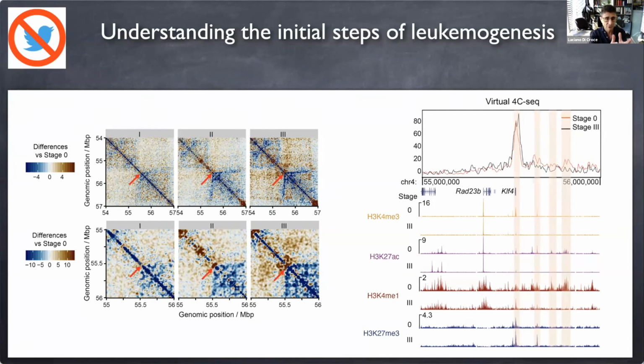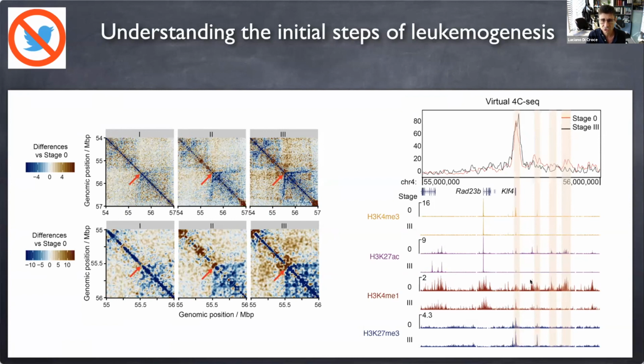Now, if we combine this topology analysis with the histone modifications, you can see that over time there is a loss of interaction. Sorry, this is a virtual 4C. There is a loss of interaction, you can see here, between the center of KLF4 and this region here. In control cells are the ones in red, and in black are upon expression of the oncogenes. The signal from here becomes reduced, and the same is true for here and here.